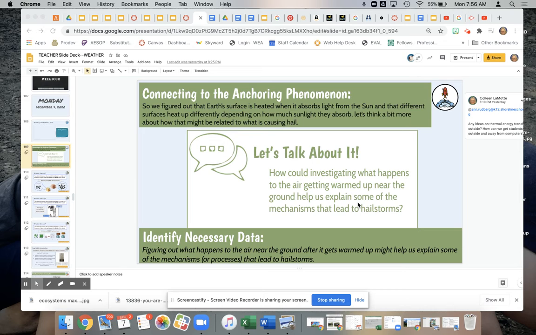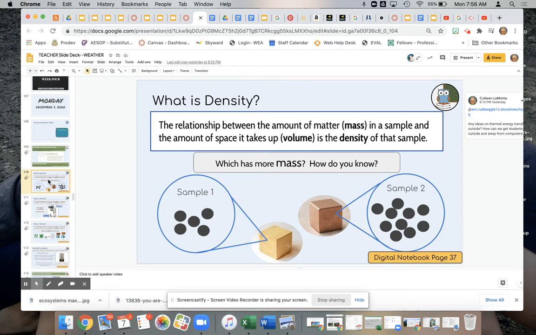So we are going to start today by thinking about how investigating what happens to the air getting warmed could help us explain the hailstorms. Okay, so we're going to use that to then launch into density, and this all animates.